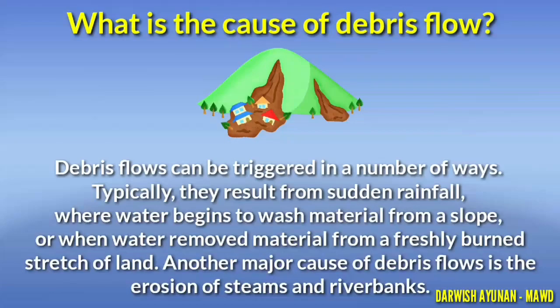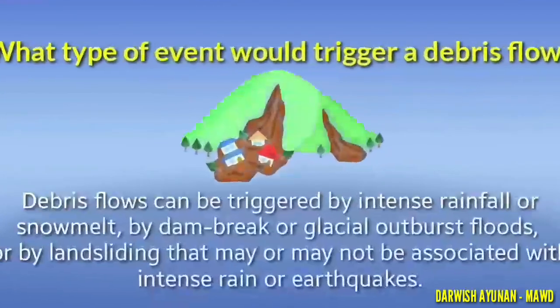What is the cause of debris flow? Debris flows can be triggered in a number of ways. Typically, they result from sudden rainfall, where water begins to wash material from a slope, or when water removes material from a freshly burned stretch of land. Another major cause of debris flows is the erosion of streams and riverbanks.